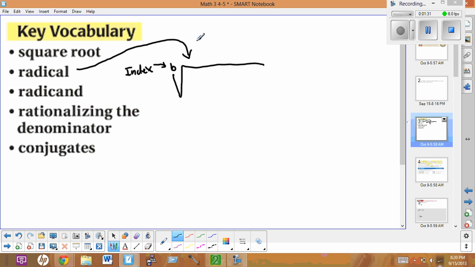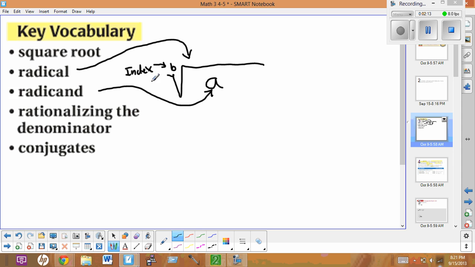Now the index is a very important number to know when we start simplifying. With the square roots, however, the index is understood to be 2, so we never actually write 2 there for the index. The number under the radical is called the radicand, or expression, we'll just call that guy A. So we have the symbol called the radical, the number that sits right up in here, called the index, which is essential for simplifying, and then we have the radicand.